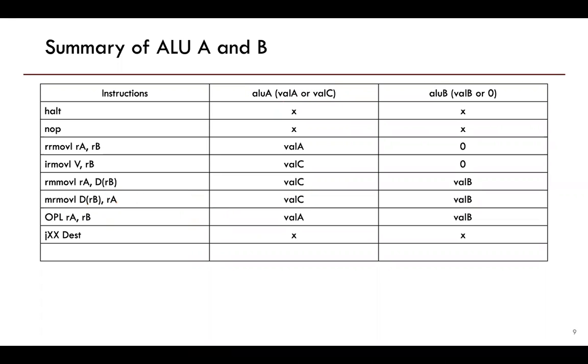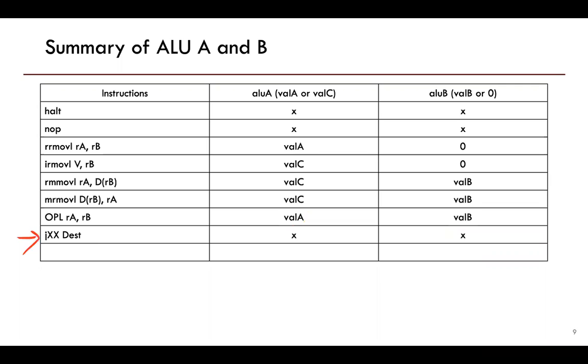Okay, good. Next, the OPL instruction. It does an arithmetic or logical operation using these two register values. Definitely it's simple. We need to read val A for ALU A, and we select val B for ALU B. Okay, done. It is simple. Okay, then what about JXX instructions?